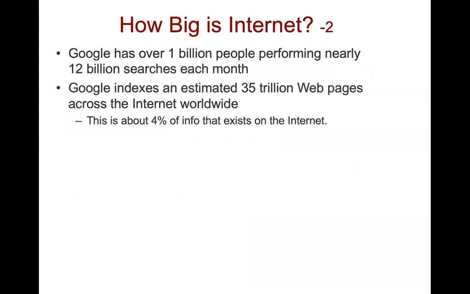So if you look at the size of particular platforms on the internet, and in particular how much they process, you can see that Google, for example, is performing more than 12 billion search queries every month that get searched by every user in Google. And it indexes 35 trillion web pages. But this index is only about 4% of what exists on the internet.